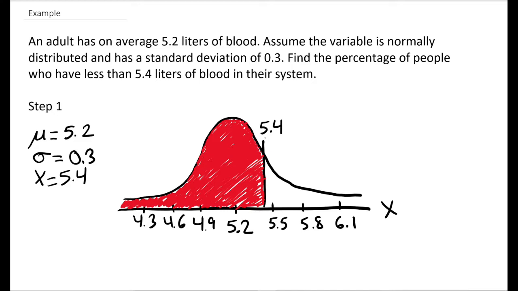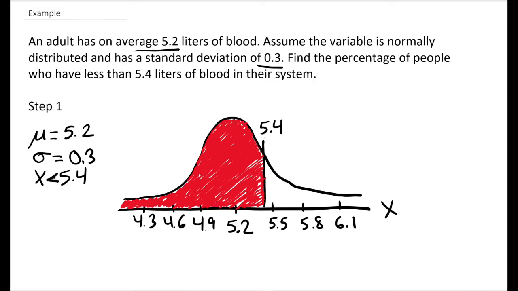So an adult has on average 5.2 liters of blood. Assume the variable is normally distributed and has a standard deviation of 0.3. Find the percentage of people who have less than 5.4 liters of blood in their system. So step 1, you want to identify your average, which is your mean, your mu, and your sigma, which is your standard deviation. Then you want to identify the x value. In this case, we know that the mu is 5.2 because we have an average of 5.2 liters. The standard deviation is 0.3, that's sigma, and we want less than 5.4 liters of blood. So this is going to be less than 5.4.